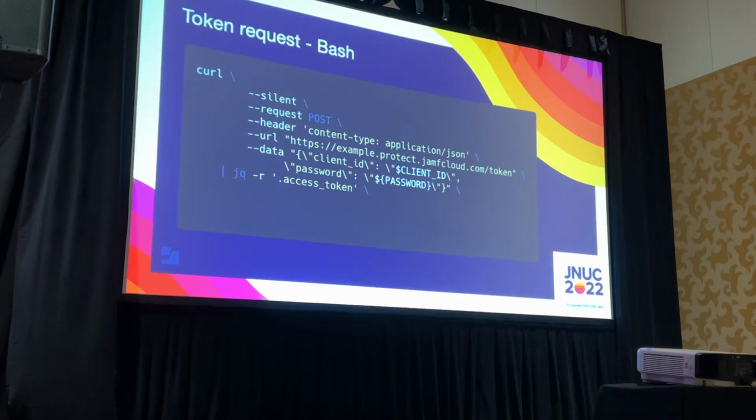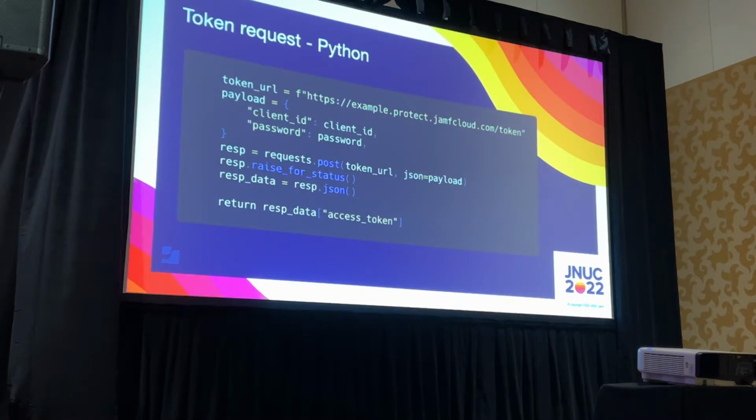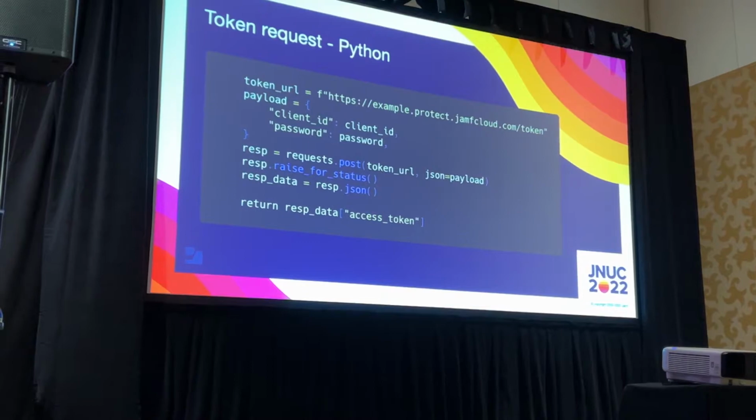How do we request a token? Just a simple example in Bash. We're just posting a payload with our URL, and the data is simple, like the client ID and the password. In this example, there's jq for parsing, because you're going to get back a JSON file, so you will need to parse that. When dealing with the API, specifically with Protect, you're going to deal with a lot of JSON, so I usually recommend using Python because it's more suited to parsing large amounts of JSON.